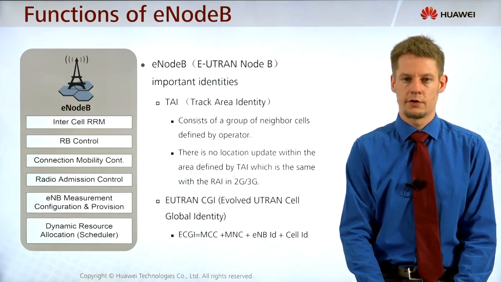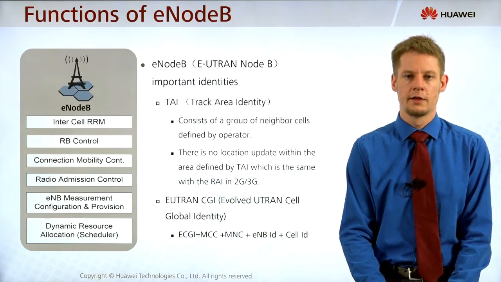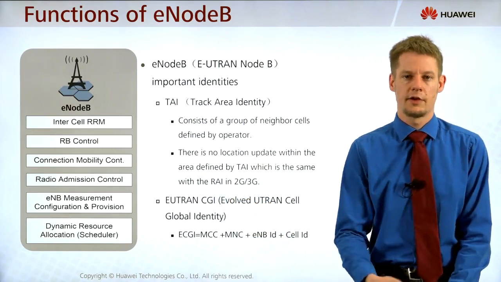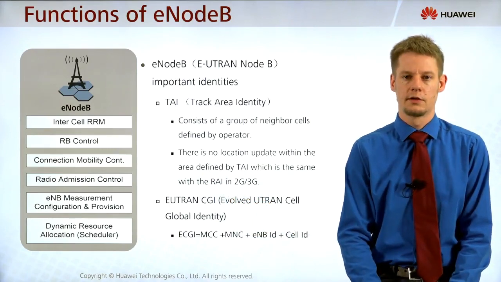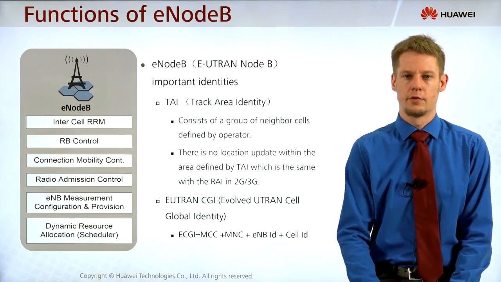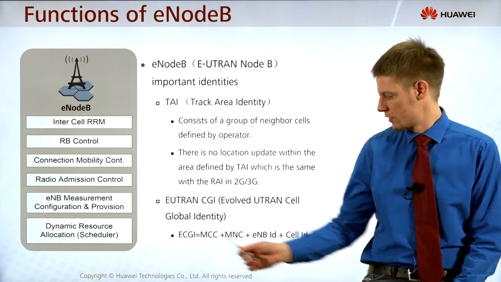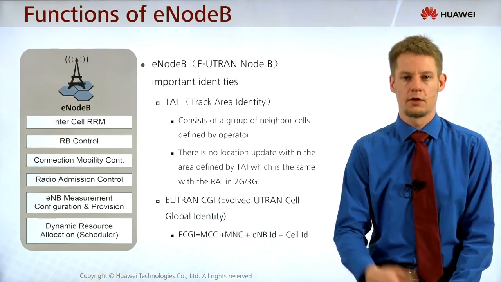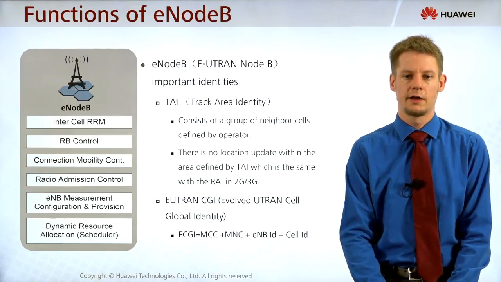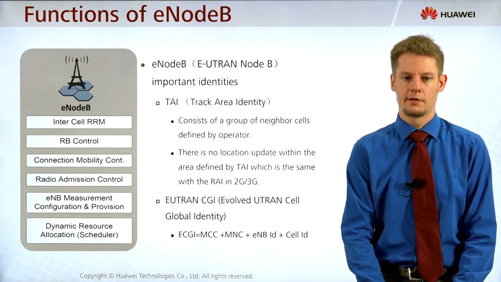And the other one, of course, is the so-called EUTRAN cell global identifier. So every cell of an eNode B has to have a unique identifier that is not there in the world a second time. How is this maintained? This is very easy. The evolved or EUTRAN cell global identifier is made up of mobile country code, mobile network code, eNode B ID, and then in the end, the cell ID.